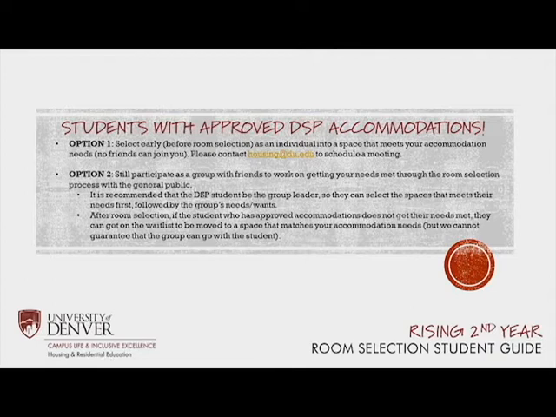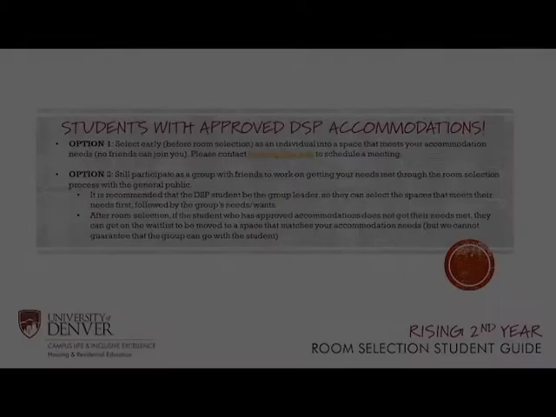It is recommended that the student with approved accommodations be the group leader so that they can select the spaces that meet their individual needs first, followed by the group's needs and wants. After room selection, if the student with approved accommodations is unable to get their needs met, they can get on a wait list to be moved to a space that matches their specific DSP-approved accommodation needs. However, our office cannot guarantee that the rest of the group will be able to go with that student. As a reminder, approved accommodations only apply to the individual student they have been approved for and not to any other member of the group.